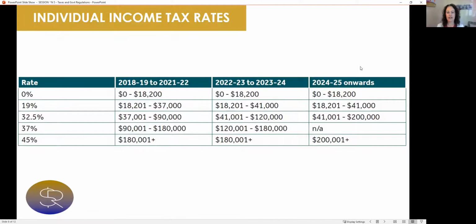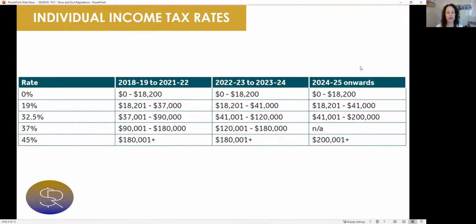Now, this does not mean that you pay the full 45% on that 180. It means that it's a scale. So you don't pay $81,000 on $180,000 income. So the first $18,200 is 0. The difference between $18,201, as we can see there, and $37,000, we're looking at current years of 18, 19, and 20 to 21. I put this on the screen because the rates are changing over time and in the future. Then between the 18 and the 37, you're going to pay 19%.